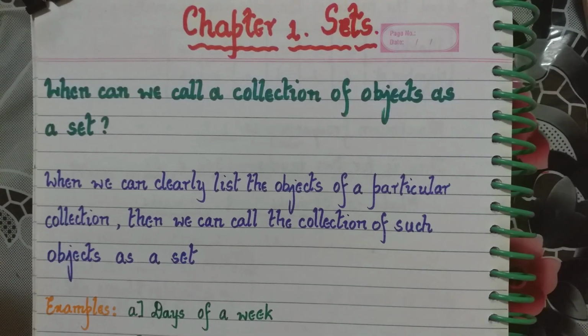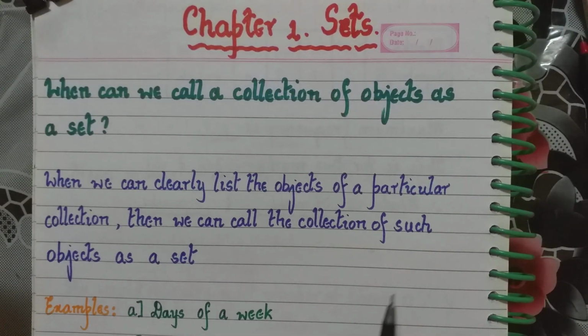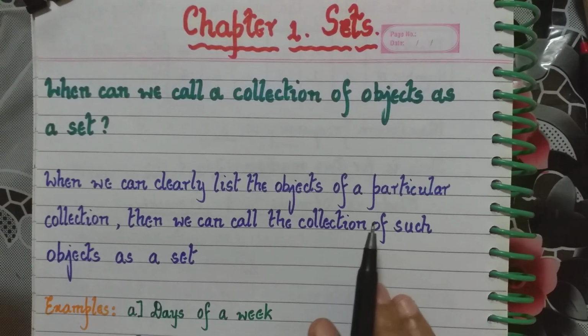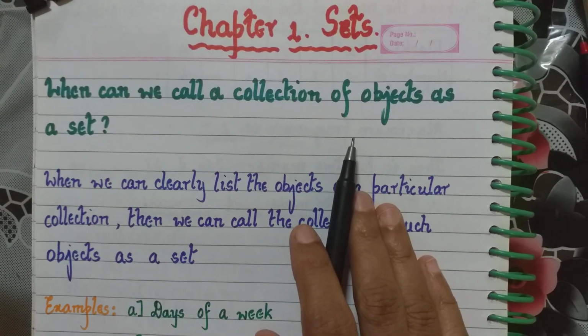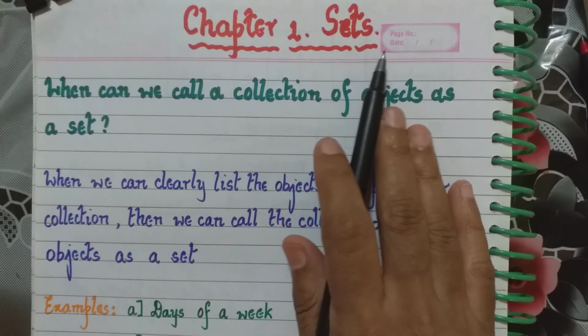Let us begin with the first chapter in Maths 1, that is Algebra. In 9th standard, we have Maths 1 and Maths 2, that is Algebra and Geometry. So, the first chapter in Algebra, Maths 1, is called Sets.